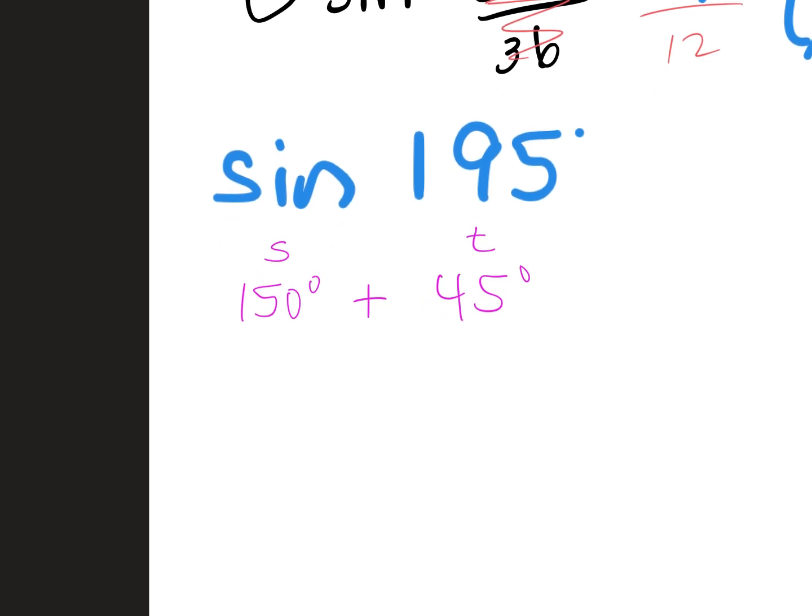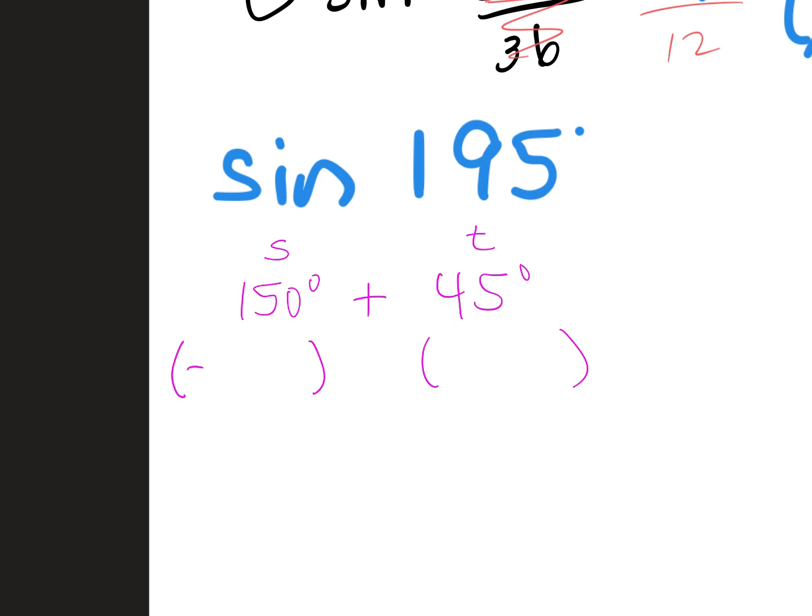Now, the next step is I want you to tell me what the ordered pair is at 150 and the ordered pair at 45. What's your x and y value at 150 and at 45? What's the ordered pair? Negative square root of 3 over 2. What's 150? It's negative square root of 3 over 2 and what? 1 over 2. Positive 1/2. So negative square root of 3 over 2 and 1/2. And then 45 is root 2 over 2 and root 2 over 2, right? Okay, perfect.